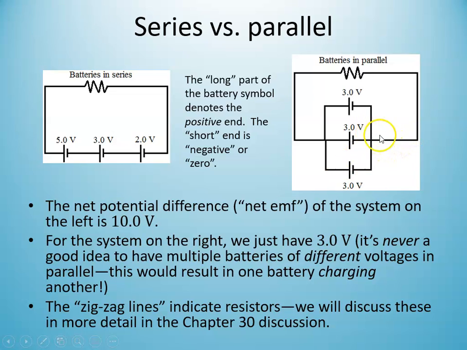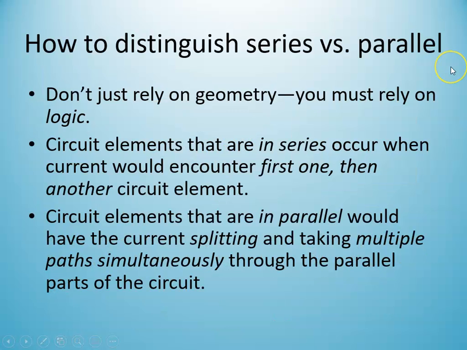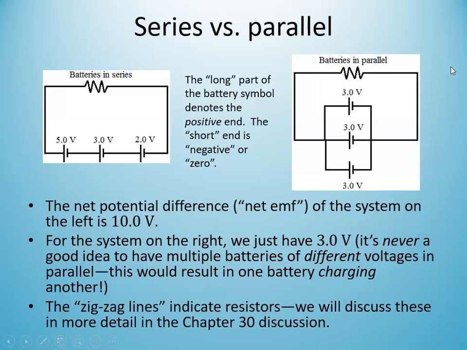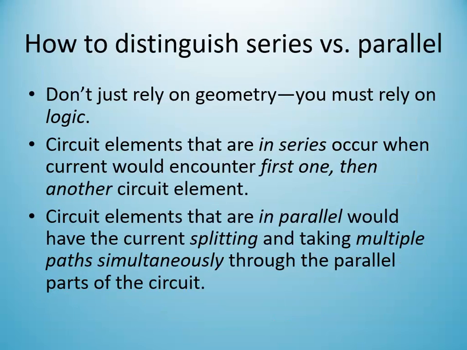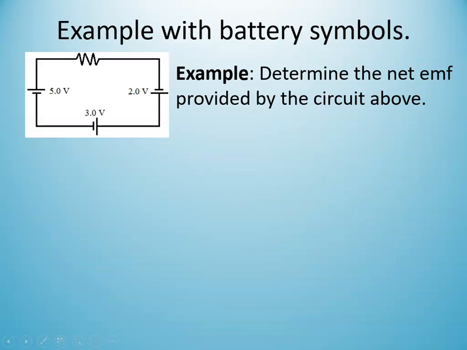It's either-or with parallel. With series, it's first this, then this. So the geometry doesn't necessarily help you. For example, going back here, I could have put the 2 volt battery on the right side and the 5 volt battery on the left side. They'd still be in series, even though geometrically they appear parallel. So it's all about what's actually going on, logically speaking. So consider this situation. Determine the net EMF in this circuit. I'll give you a moment to pause the video.